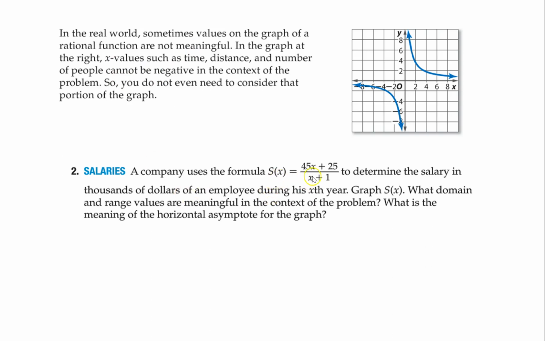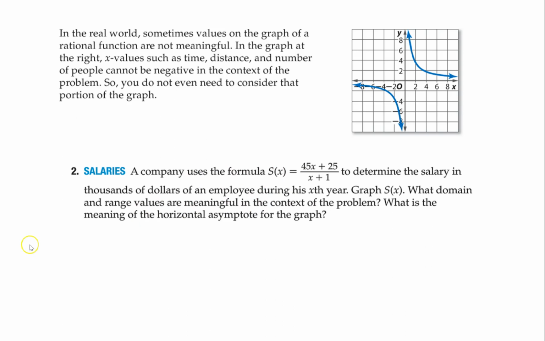A company uses the formula S of X equals 45X plus 25 over X plus 1 to determine the salary, in thousands of dollars, of an employee during year X. So X is years. Graph S of X. What domain and range values are meaningful in the context of the problem? What is the meaning of the horizontal asymptote in this graph? Right, so they want me to graph that.